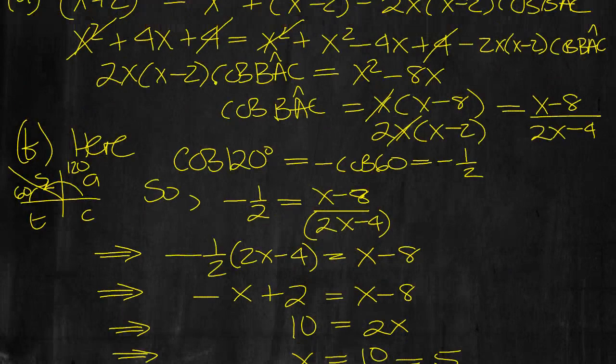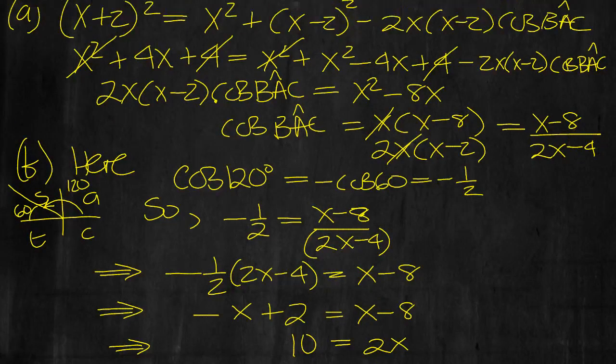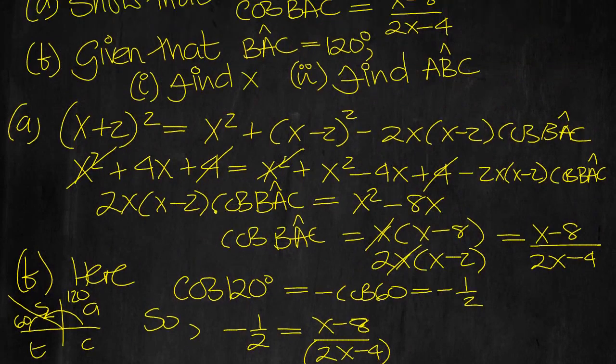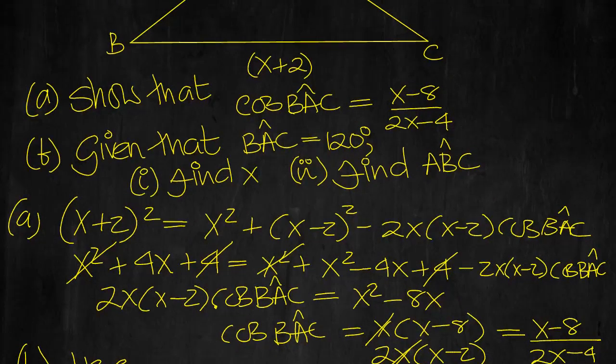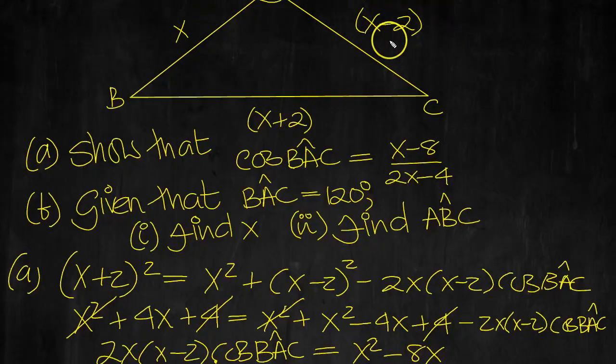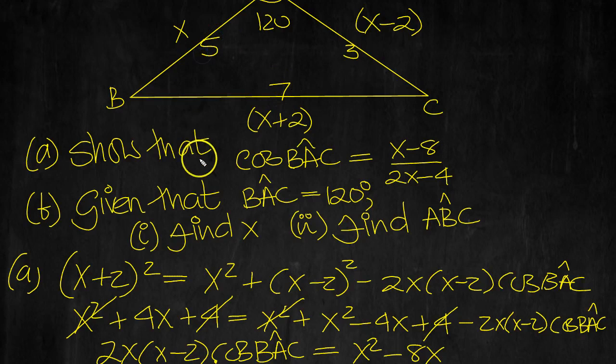Okay, that's the solution then. x is equal to 5, and that was find x, and find ABC now. So x is equal to 5, so this would be 5 minus 2, this would be 3. This is 120. Okay, x is 5, so this is 7, and this is 5.